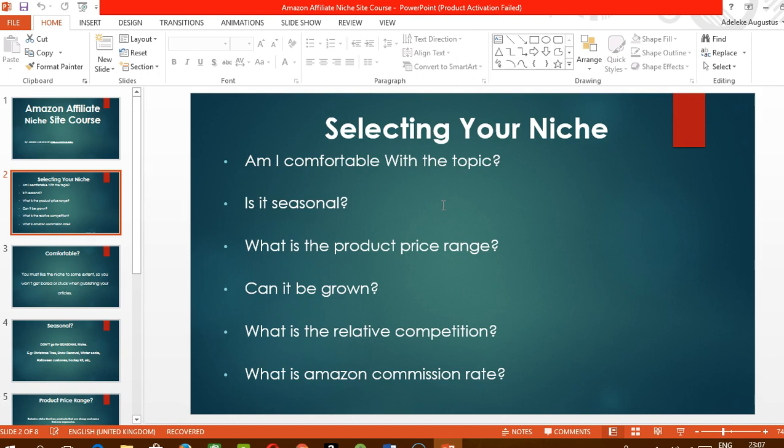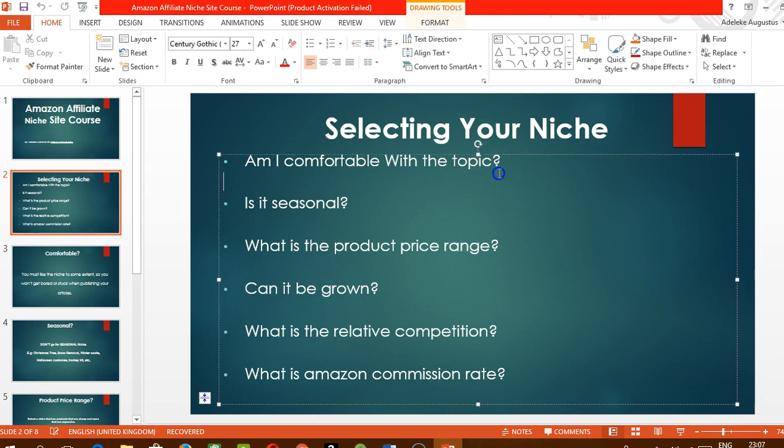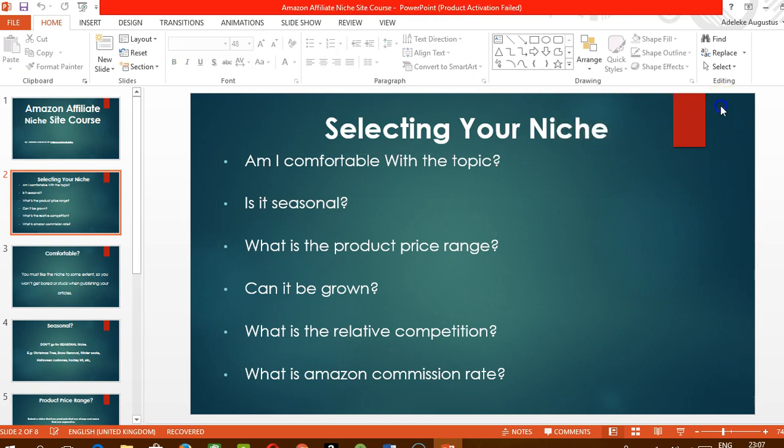So now, are you comfortable with the topic? If it's a topic you are comfortable with, it will be very easy for you to write about it over time. But if it's a topic you are not comfortable with, it will be difficult for you to keep up in the long run. So you want to select a topic that you are comfortable with, that you can research about, because eventually you will end up writing different articles about the topic. So that's the importance of going for a topic that you're comfortable with.